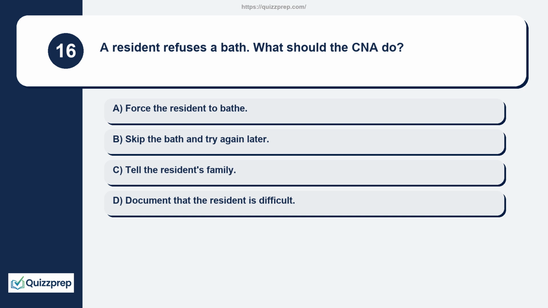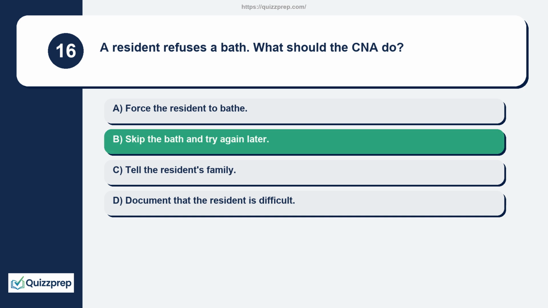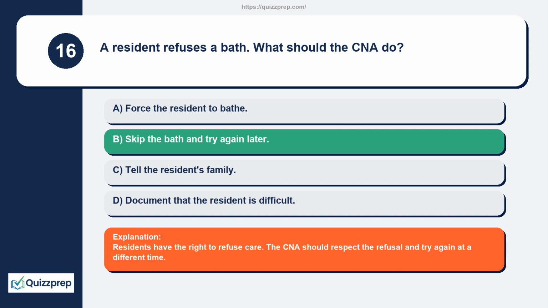Question 16. A resident refuses a bath. What should the CNA do? Force the resident to bathe. Skip the bath and try again later. Tell the resident's family. Document that the resident is difficult. Residents have the right to refuse care. The CNA should respect the refusal and try again at a different time.